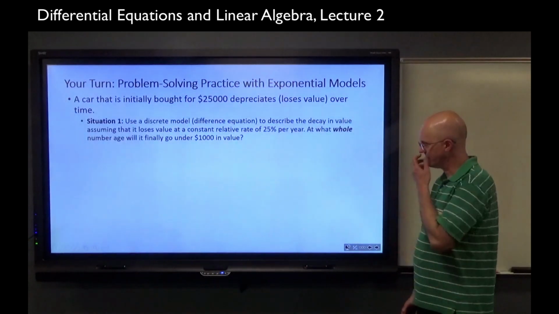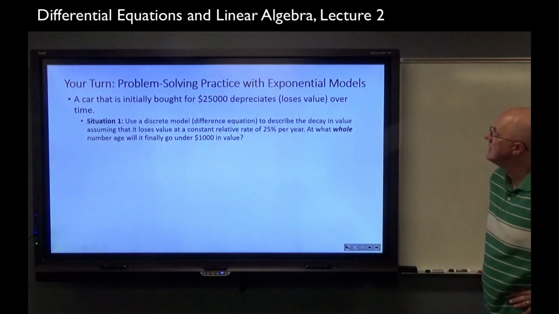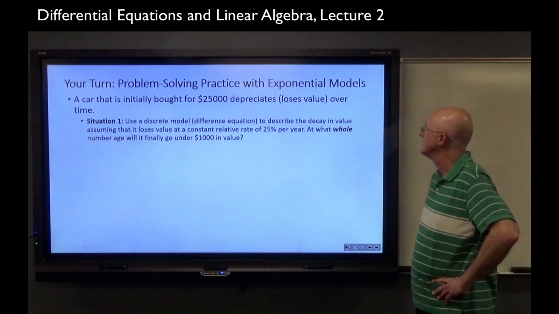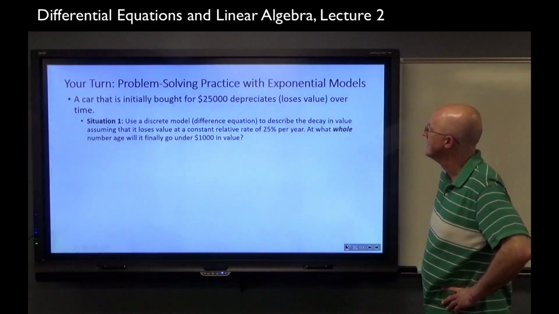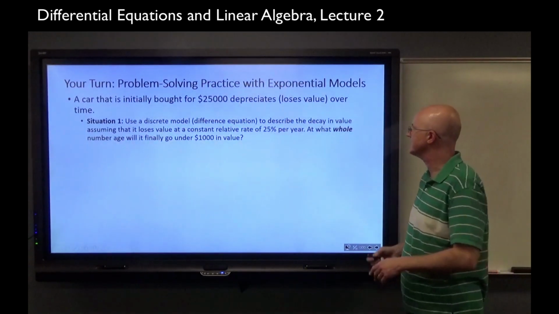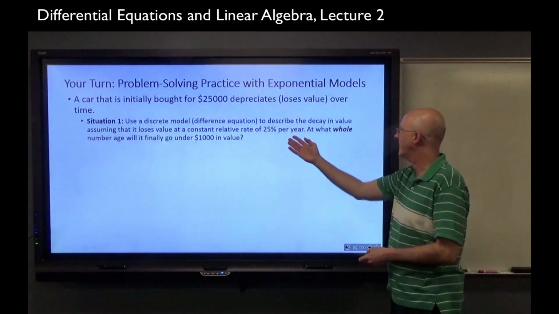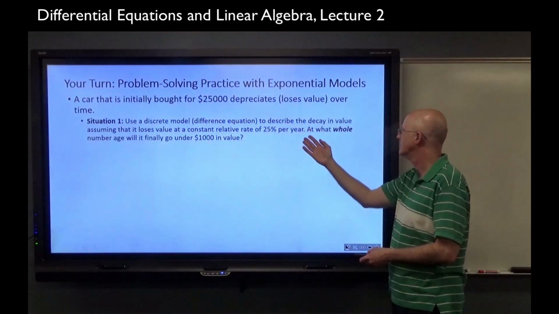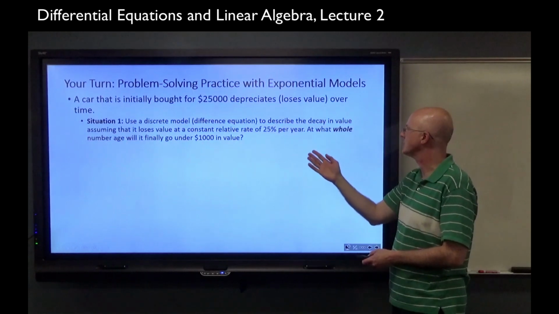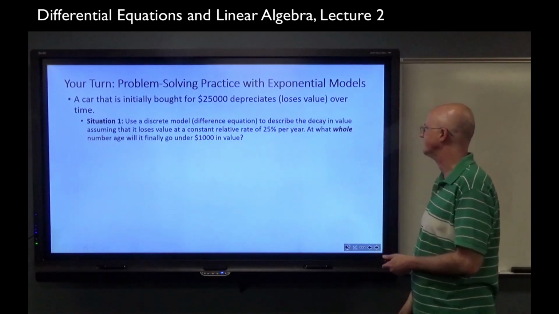So here's the first situation. Use a discrete model, a difference equation, to describe the decay in value, assuming that it loses value at a constant relative rate of 25% per year. At what whole number age will it finally go under $1,000 in value?